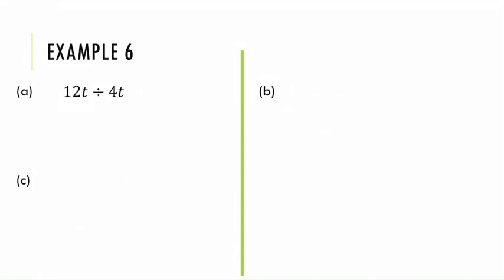In example 6, 12 divided by 4 is 3. And t divided by t gives me 1. So if I had to write that down, that would become 3 times 1, which is just 3. Okay, so 12t divided by 4t is just 3.